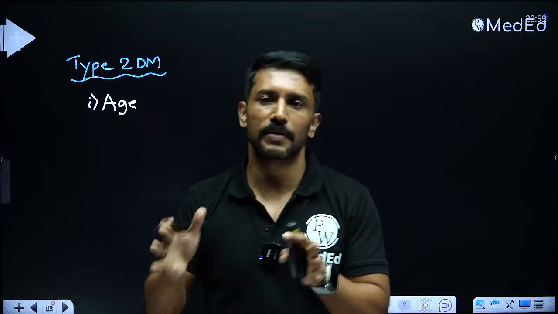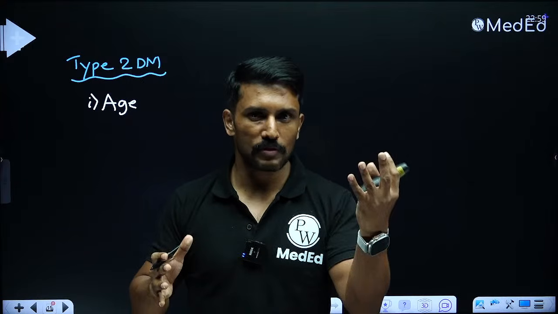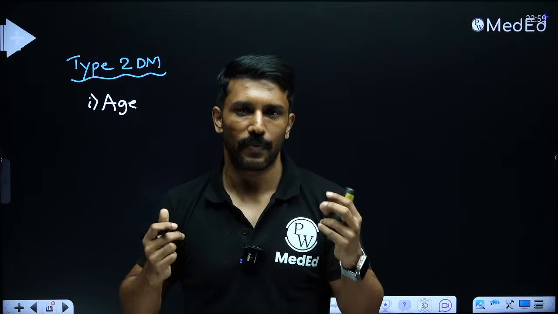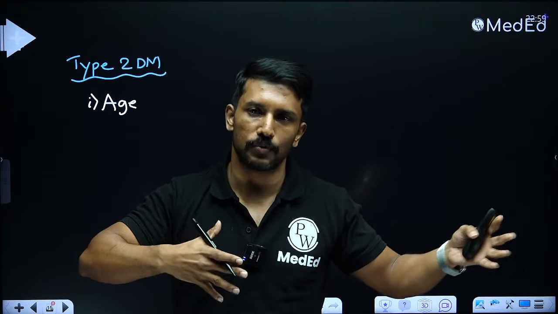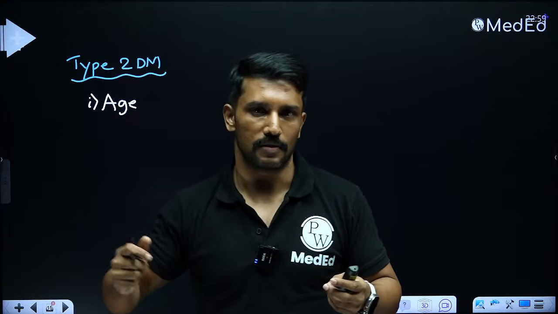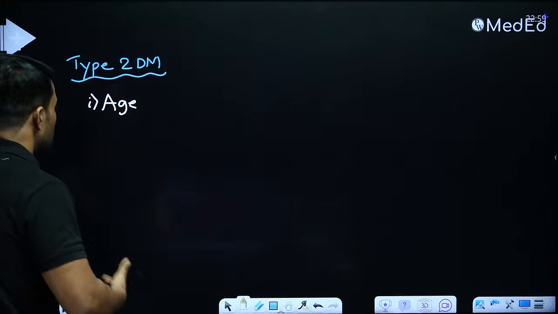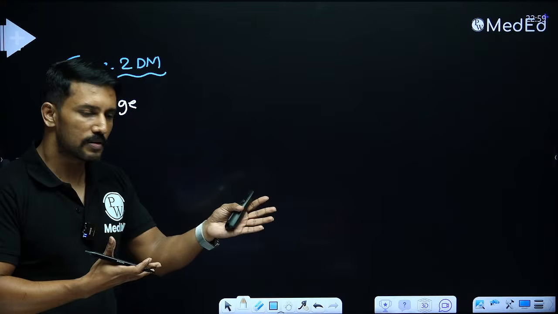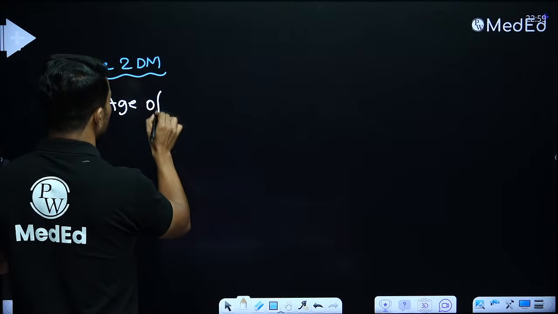In fact, studies after studies have shown that the adipose mass has direct correlation with insulin resistance. Like, the more the fat mass in the individual, the more the insulin resistance. So slowly we will start gaining weight, start building the fat mass, and then start developing the insulin resistance. So it's progressive. So age of onset.